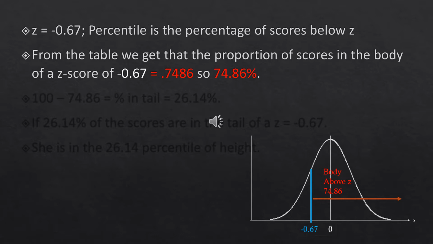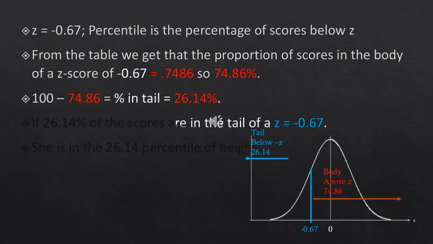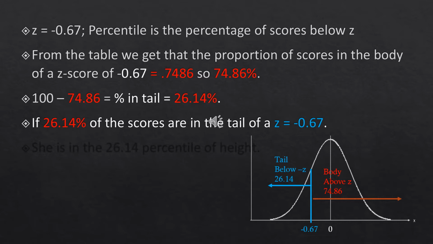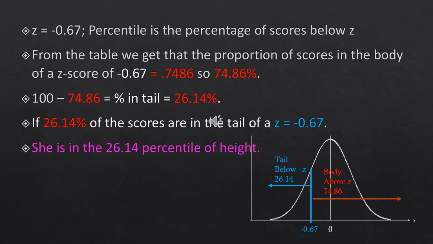So if we take 100 and subtract the body, 74.86, we get the percent in the tail, 26.14%. And if 26.14% are in the tail of a z-score of plus 0.67, then 26.14% is in the tail of a minus 0.67 as well. So she's in the 26.14 percentile of height.